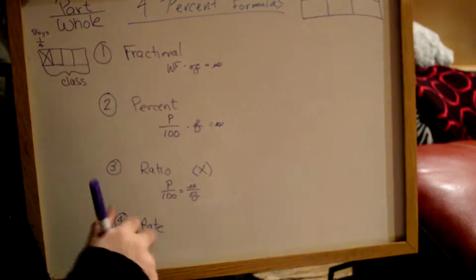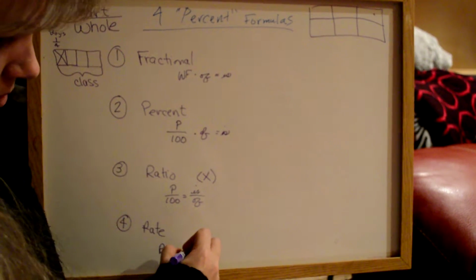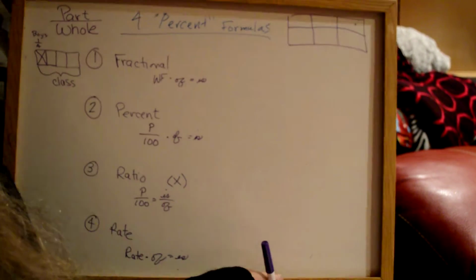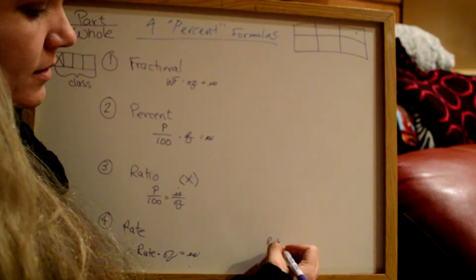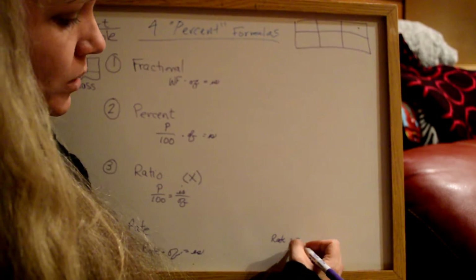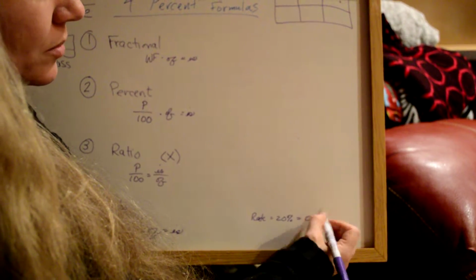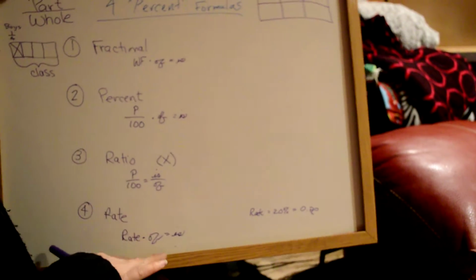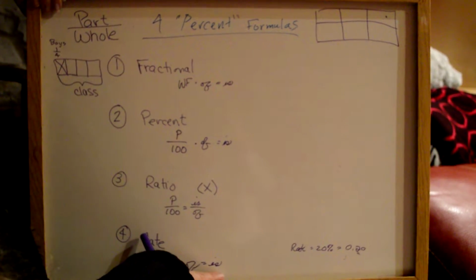Then there's the rate formula, and that would be if I had a rate times my of equals my is. And in this case, I might have a rate that might be the same as 20%, and as a rate I would write that as 0.2. So I would just put 0.2 times my of equals my is.